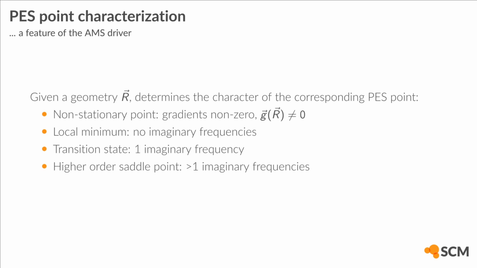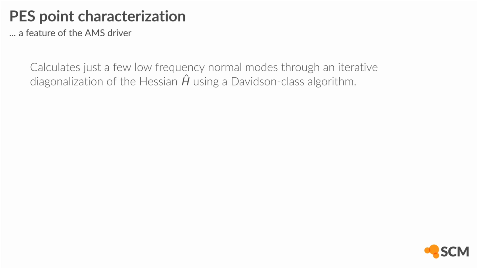This is really the information that we need at the end of a transition state search. After all, we're not really interested in the full Hessian and the system's normal modes of vibration, but just in the number of imaginary frequencies. The AMS driver allows to determine the character of a PES point without calculating the full Hessian. In order to do this, we calculate just a few lowest frequency normal modes through an iterative diagonalization of the Hessian matrix using a Davidson class algorithm.